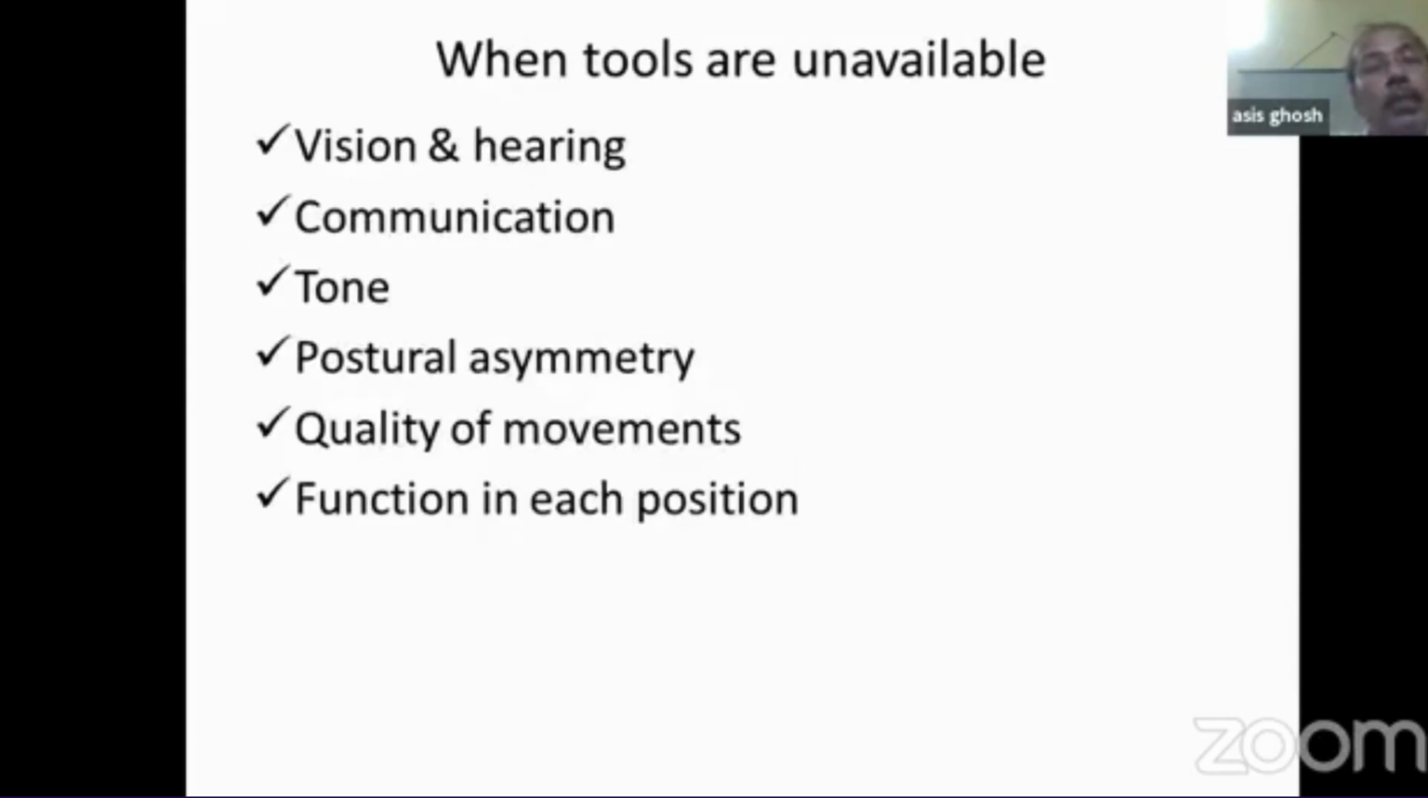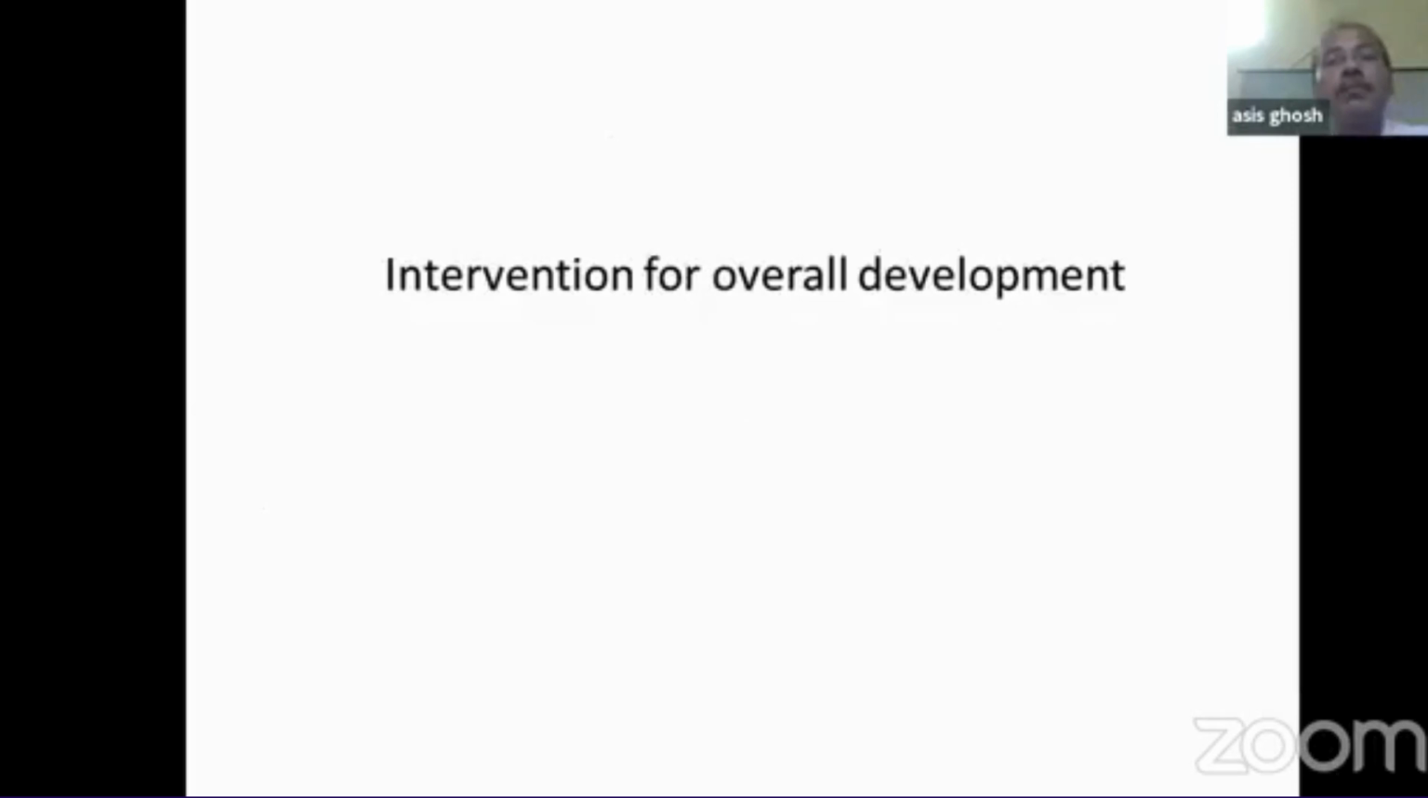So you need to do a holistic assessment, because when you look at a child, you look at the child's vision, hearing abilities, communication abilities, and then the motor abilities: the child's tone, postural asymmetry, quality of movement, and function in each position. In supine, what the child can do, in prone, what the child can do, in sitting, what the child can do, in standing, what the child can do. You can just write it down on a piece of paper and come to a conclusion that there is some problem.